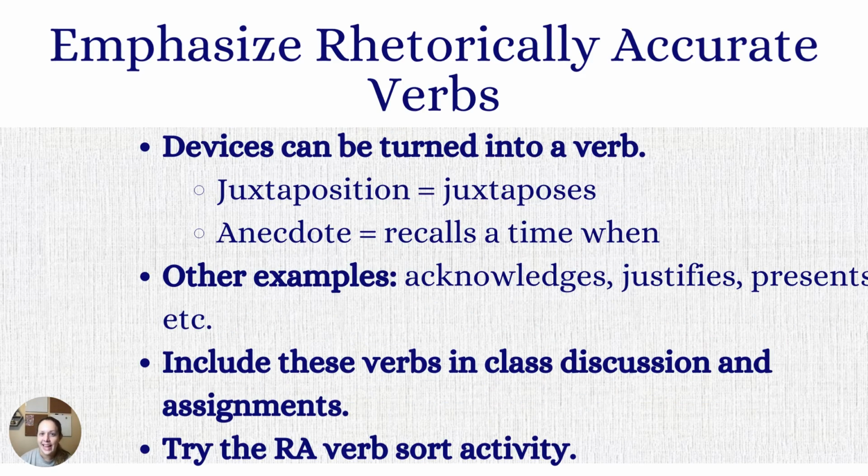Now, I mentioned rhetorically accurate verbs, so let's talk about what those are and why those are helpful in your instruction. A rhetorically accurate verb is a strong verb. It's more precise, and so we want our students to start using those verbs as early on as they can. Most of our students are probably pretty familiar with the noun form or the device form of things like repetition, anecdote, juxtaposition. Now, hear me out on this. It is not wrong for students to use the noun or device form. However, as they transform into stronger writers, if they can use those rhetorically accurate verbs, it's going to help their style.